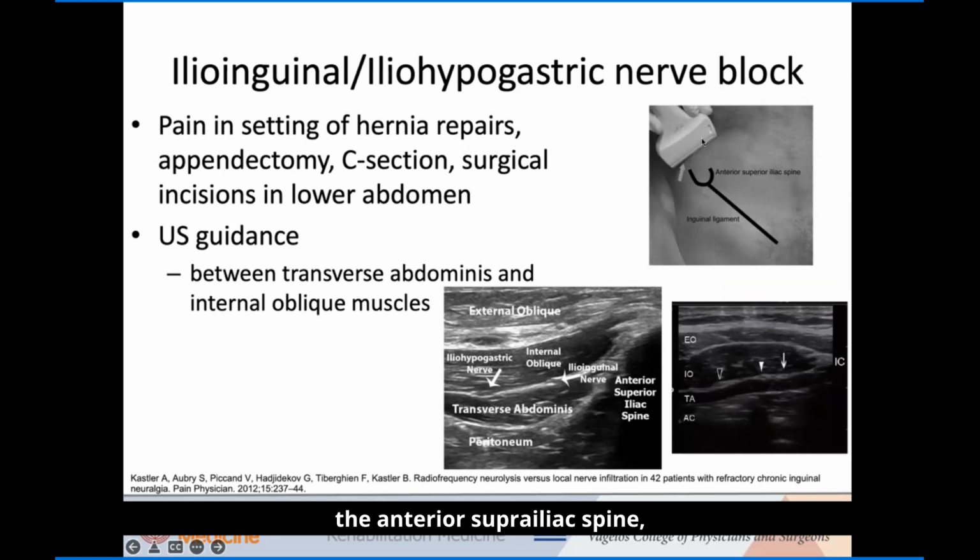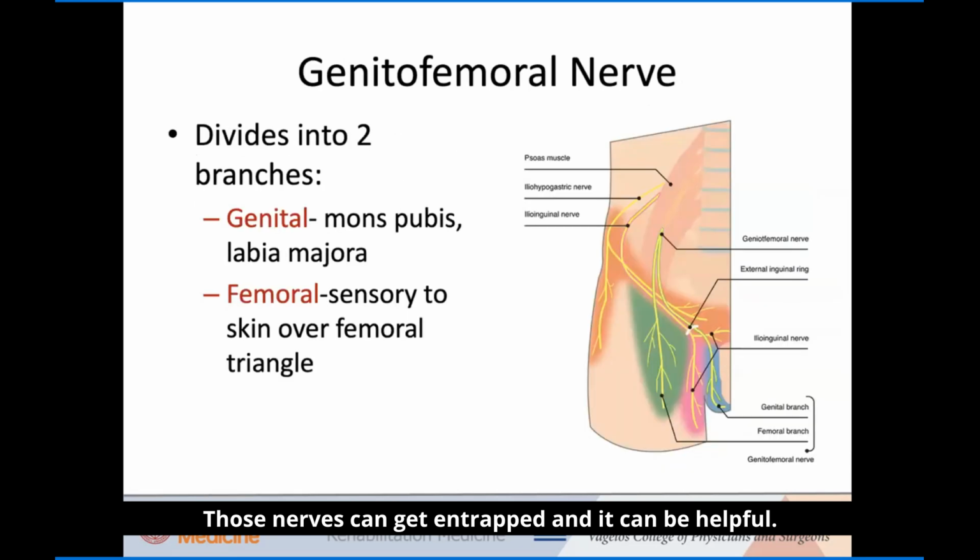cephalad to the anterior superior iliac spine, a little bit lateral. You can see those muscle groups and see those little nerves here traveling in between those two muscle groups. This can be helpful for people that might have pain refractory for hernia repair, appendectomy, C-section scars, surgical incisions in the lower abdomen. Those nerves can get entrapped and it can be helpful.